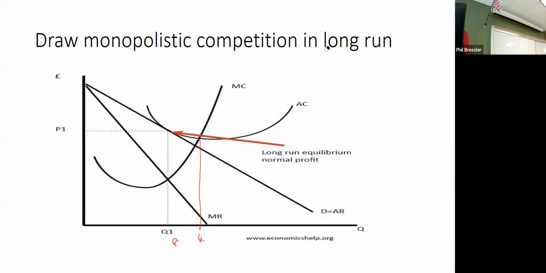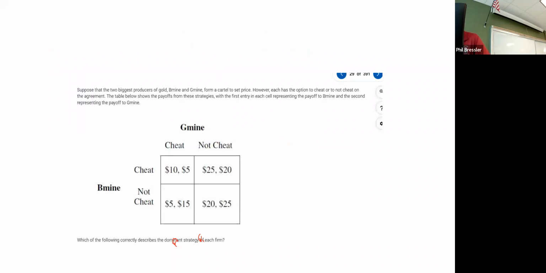Okay? Anyone else? That would be excess capacity. So excess capacity is what you could be producing if you were producing at the least cost, compared to what you are producing. All right. Any questions about monopolistic competition? All right.